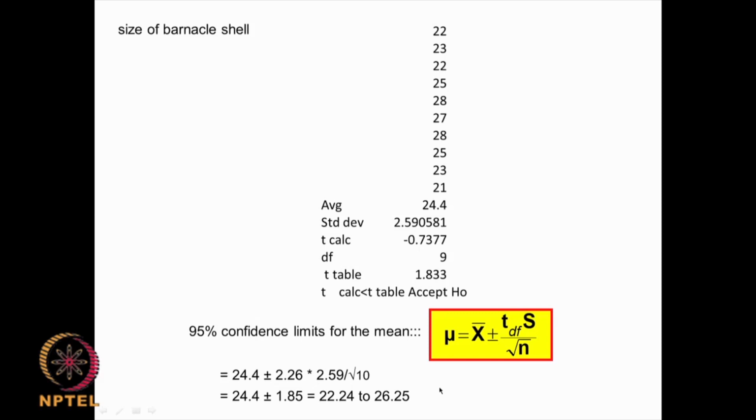So, I showed you how to calculate from the GraphPad software also. We will continue more on this one sample t test as we go along.